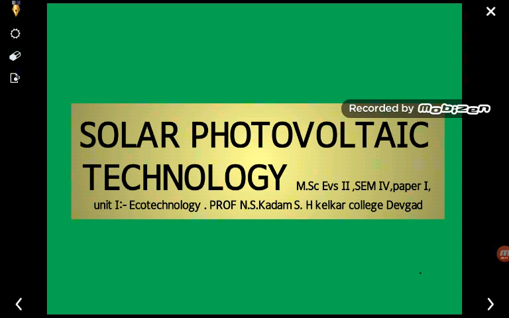The sun is an extremely powerful energy source, and it supplies directly and indirectly all the energy required for sustaining life on the earth. So today we are going to discuss what is solar photovoltaic and what are the different technologies of solar photovoltaic which are utilized or practiced in India nowadays.